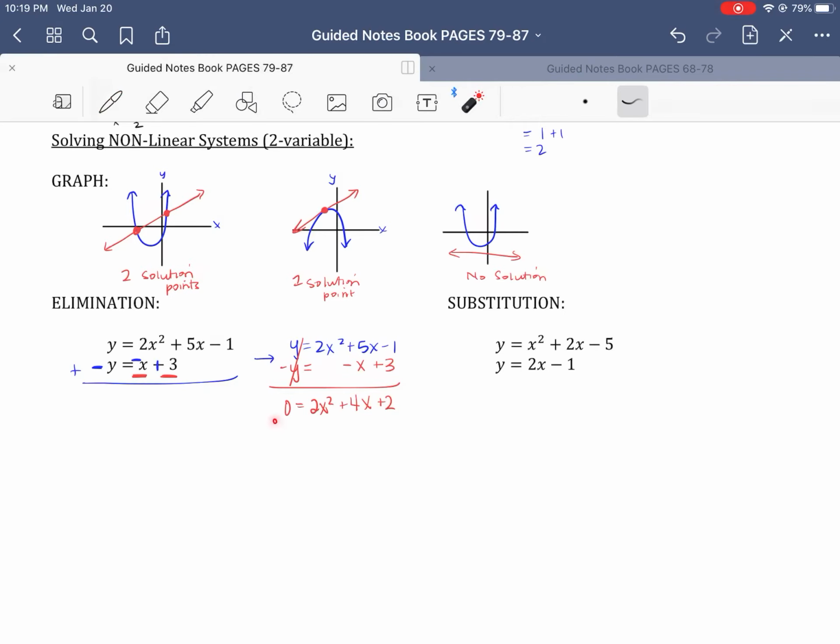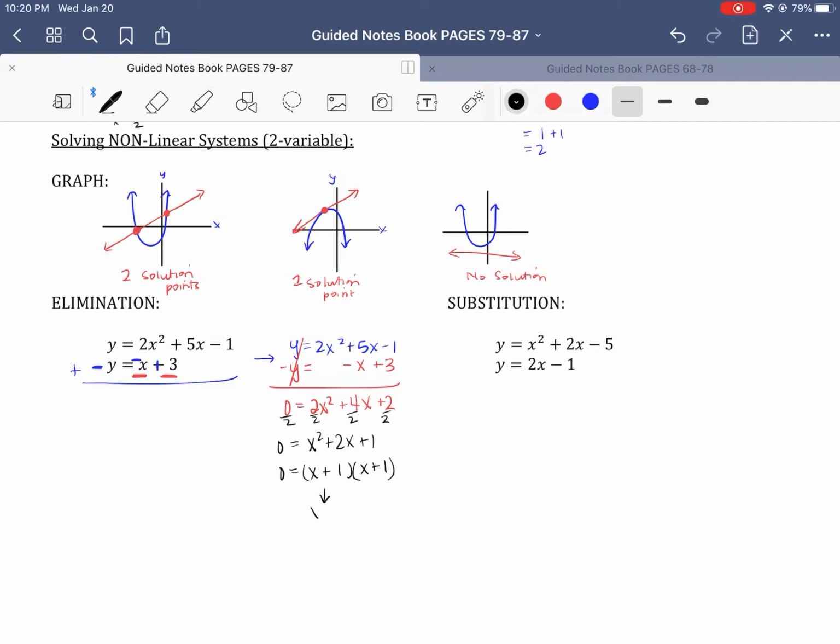Now we have a quadratic equation with just x variables that we can solve for. Factoring is the fastest method, so I'm going to look for factoring first. It looks like everything divides by 2, so I'm going to divide a 2 out of everything. We get 0 is equal to x squared plus 2x plus 1. Then we continue to factor that. We split this up, x and x, everything's positive, and 1 times 1 is going to work for that.